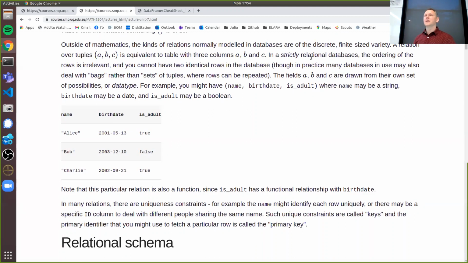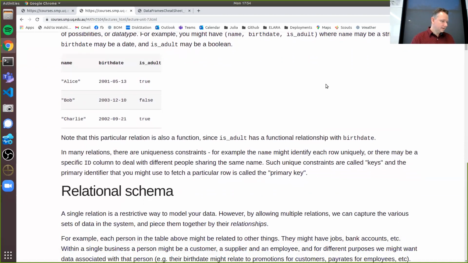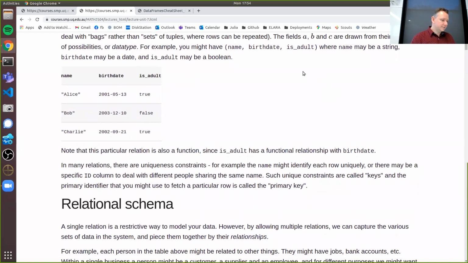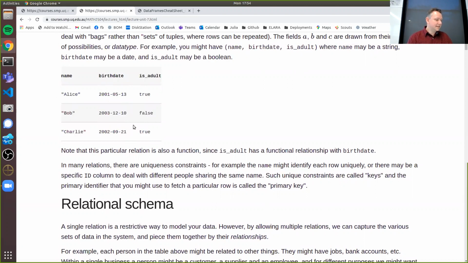Now, sometimes relational databases will deal with bags, which means you can have multiple rows with the same data in them. So it's sort of a generalization, I suppose. You can think of a relation as a table like this with name, birthday, and is adult. So here's a 3-column table. There are 3 people in this table with different birth dates, and there's this is adult column. Now, this relation actually happens to also be a function because is adult can be a function of birth date. But it's still a relation.